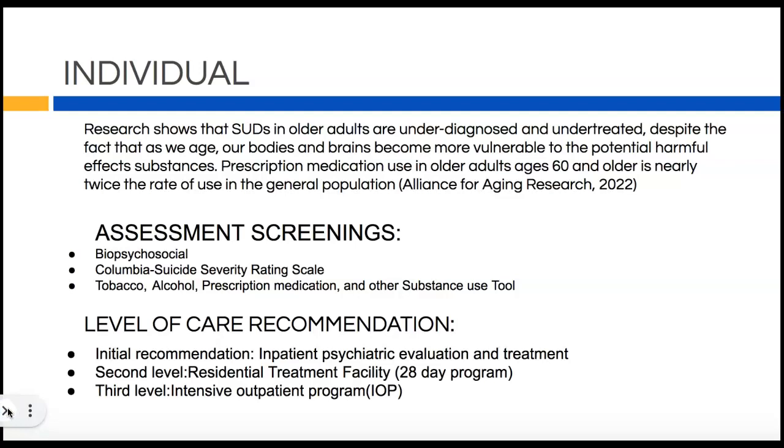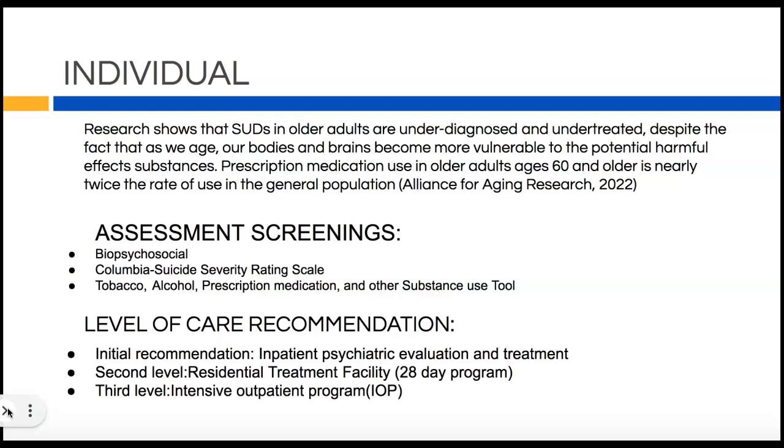In an effort to assess older adults, some things have been taken into consideration. Research shows that substance use disorders in older adults are underdiagnosed and undertreated, despite the fact that as we age, our bodies and brains become more vulnerable to the potential harmful effects of substances. One of the things that's relevant to our study and our treatment of our client is that prescription medication use in older adults, age 60 and older, is nearly twice the rate of the use in the general population.